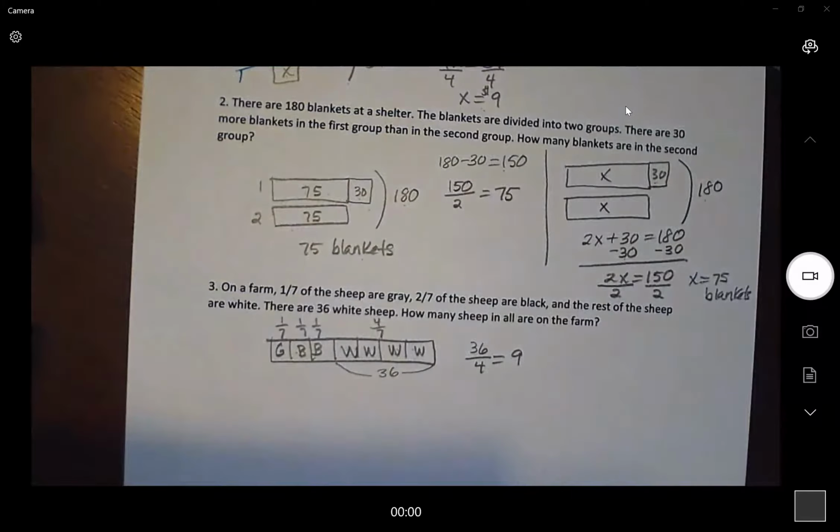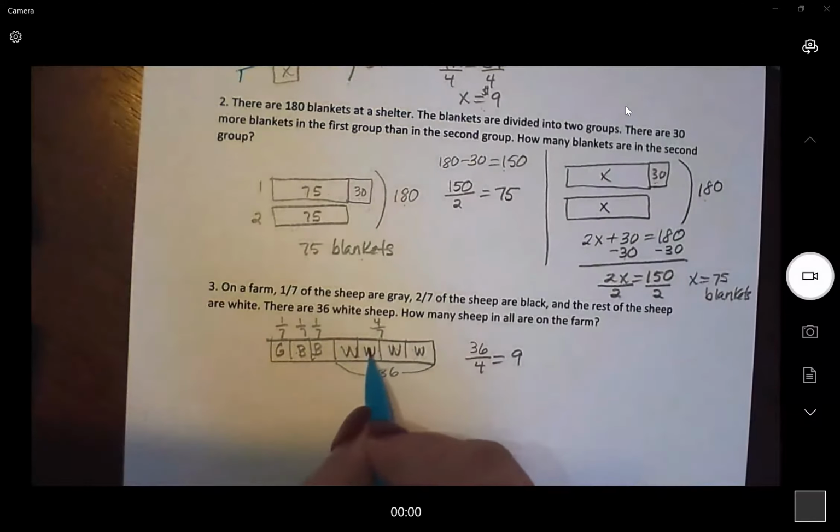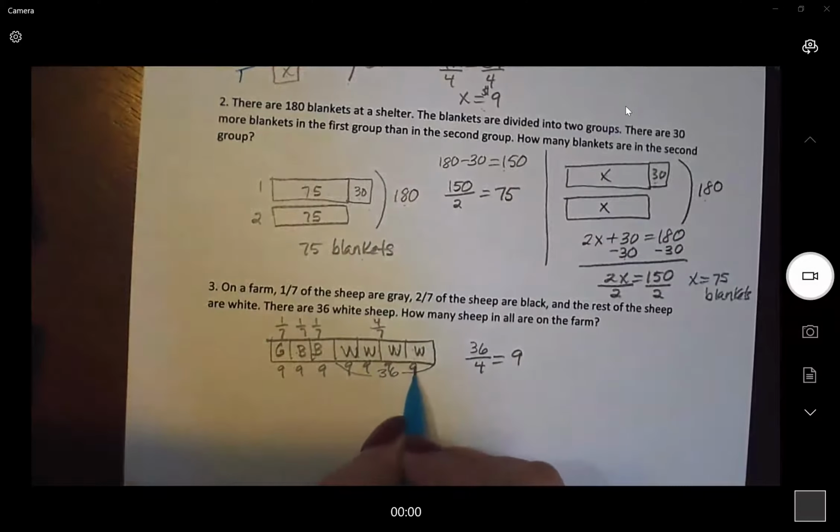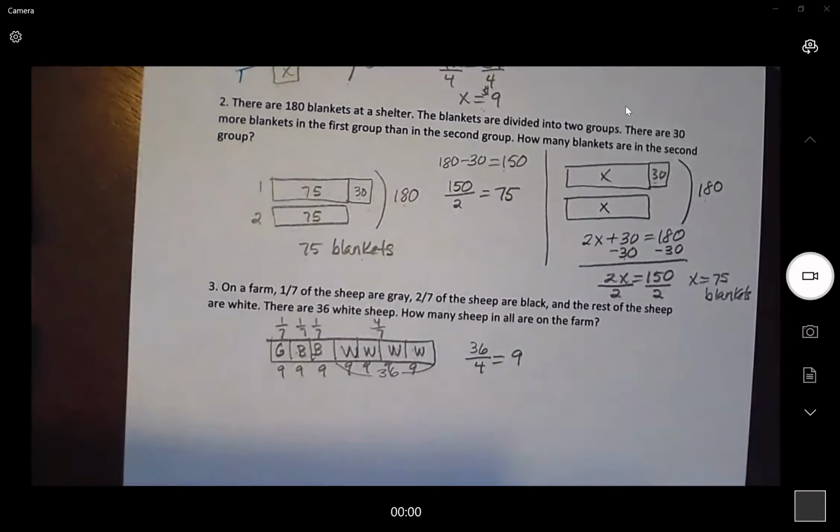So 9, if I go through and I refigure this out, these are all 9 and they're all equal parts, right? So that means they all have to be 9. So I'm just going to write it below it. So all of these are 9. And then the question states, how many total sheep are on the farm?